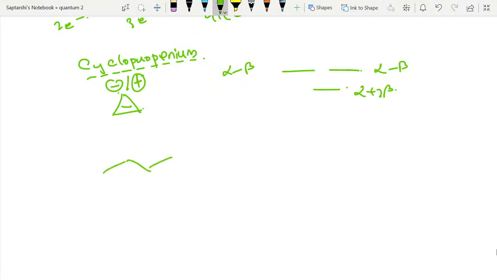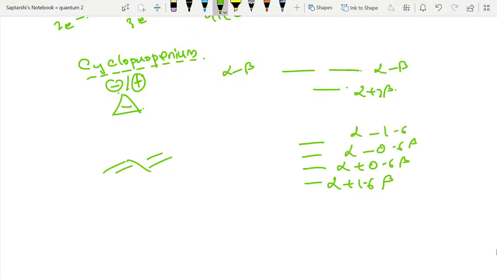So butadiene, let us see. There will be 4 levels and 4 pi electrons as well. There's a trick for remembering this. The levels are alpha plus 1.6 beta, alpha plus 0.6 beta, alpha minus 0.6 beta, alpha minus 1.6 beta.